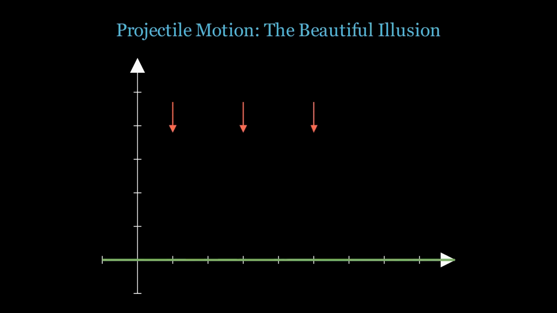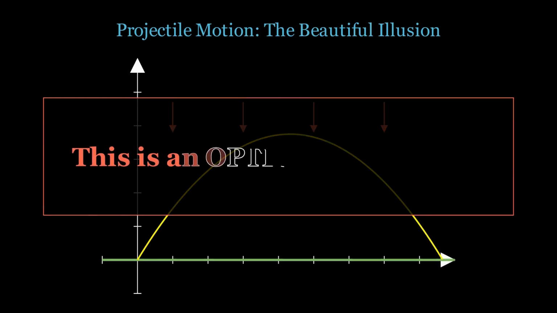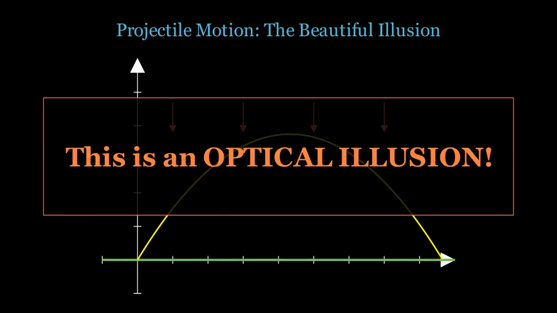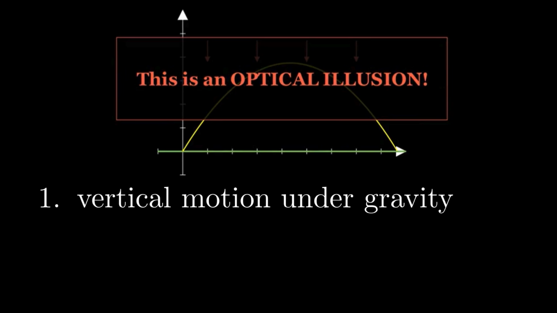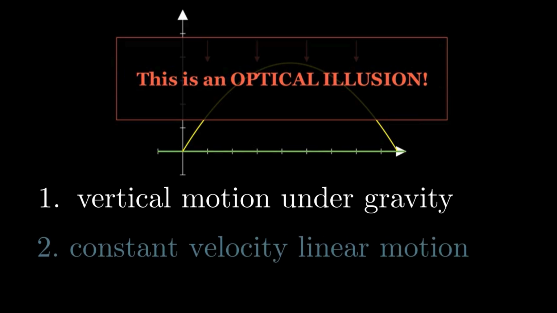People tend to treat it as it visibly appears. But what if I told you projectile motion is an optical illusion? Yes, you heard me right. It is actually an illusion of two distinct kinds of motion being performed simultaneously. One, vertical motion under gravity, and two, constant velocity linear motion.